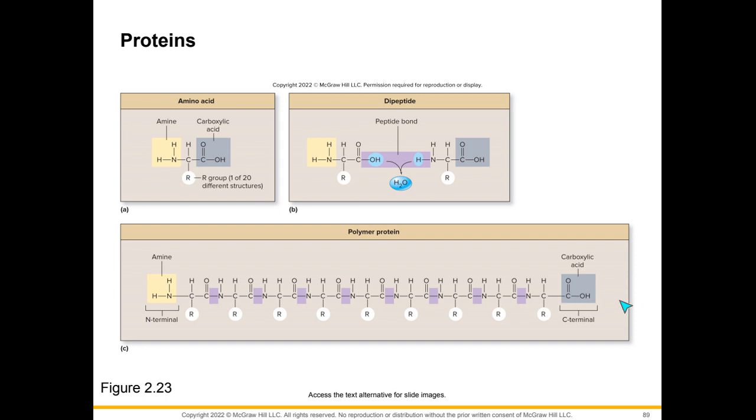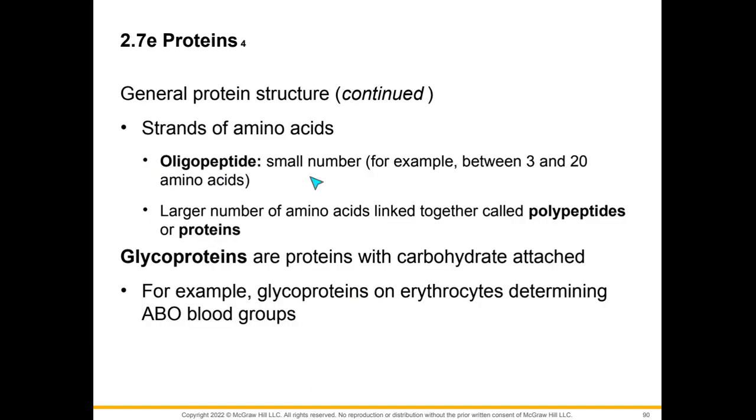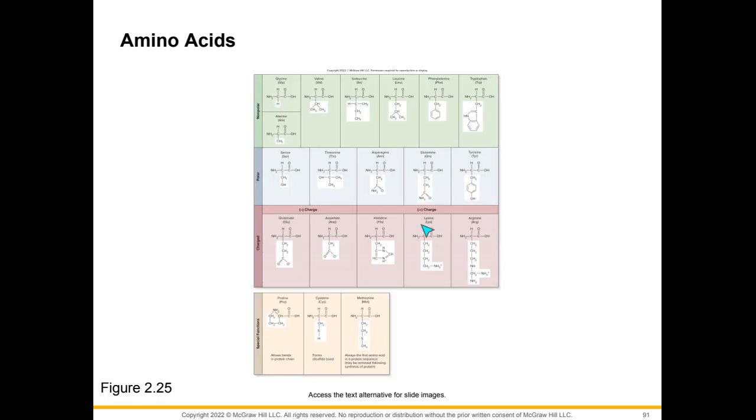So if it's less than 20, I would call that a polypeptide. If it's more than that, like around 20 amino acids, it's considered a protein. An oligopeptide is a small number, or in other words, just a peptide. Polypeptides, but a protein is typically considered hundreds, if not thousands, of amino acids. Glycoproteins are proteins that have glucose attached, which makes them more soluble. I don't expect you to know the 20 different amino acids here, but you can classify them as non-polar, polar, or charged, and all of them have an amine and an acid group.